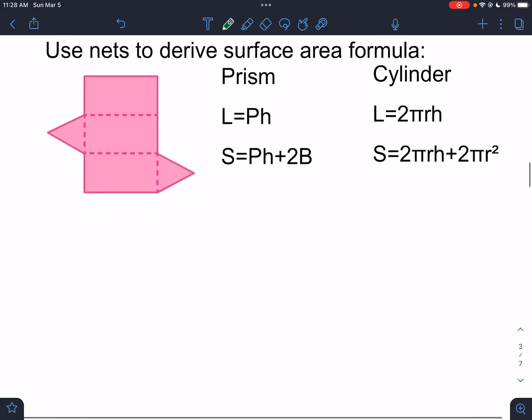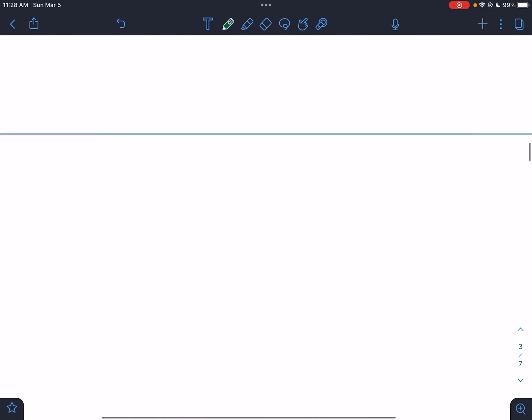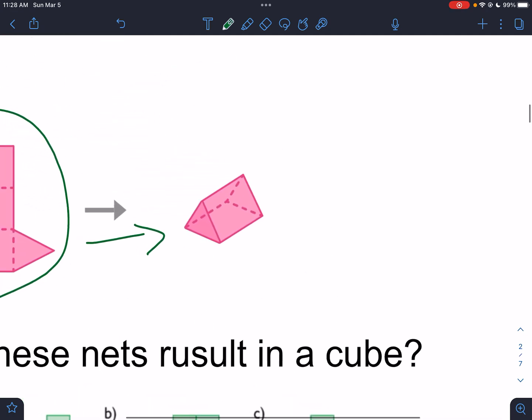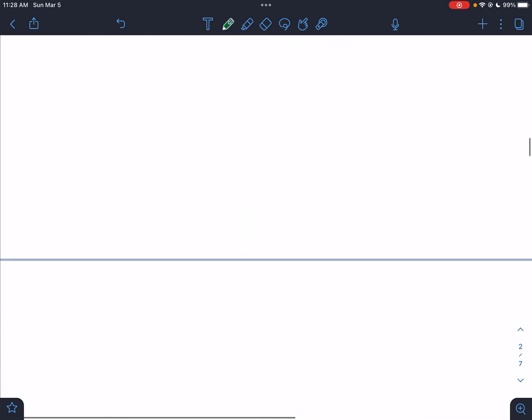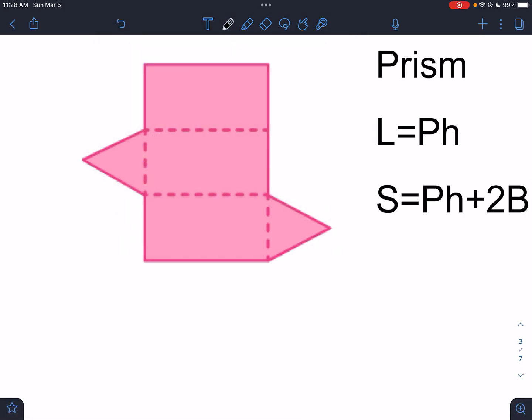All right, so let's talk about how you can derive the surface area formula. So for this net, remember that would fold into this triangular prism. We're going to come up with the formulas for this prism. Now, you could just individually get the area of every surface and add them together, but we're going to talk about how to simplify that process and do them all at once.